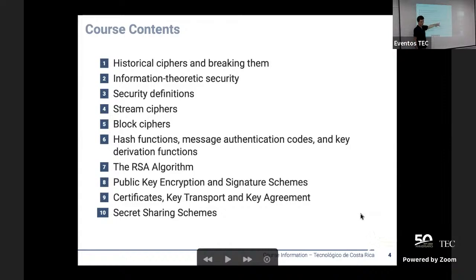We'll also cover message authentication codes. These are basically the signatures, although then in a symmetric key setting and not in an asymmetric key setting. And key derivation functions, so how to securely generate new randomness from a small set of randomness, as far as that's possible. Now we'll spend one entire lecture on just the RSA algorithm.